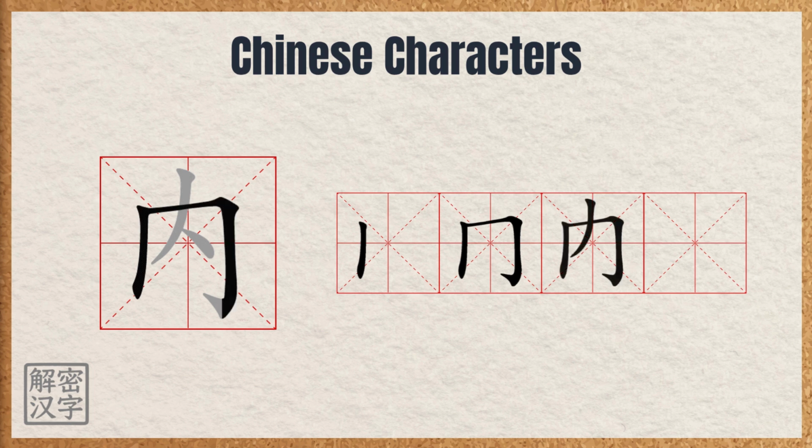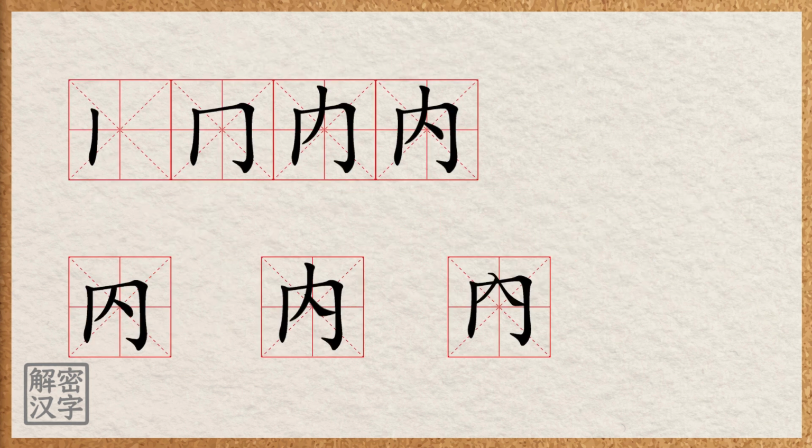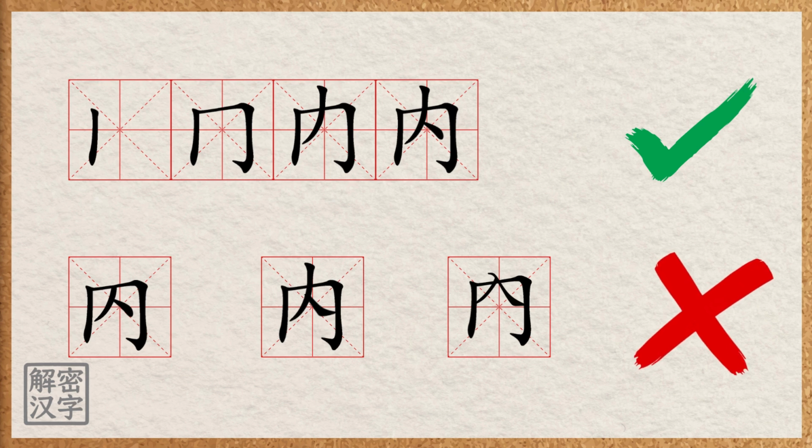Finally, inside the frame, write 2 strokes that look like a 人, a left falling stroke, and a dot. Be careful, it's not a right falling stroke, it's a tiny dot instead. And remember, the head of the left falling stroke slightly extends above the top of the frame. Be careful not to write it like this. That would be incorrect. Got it?